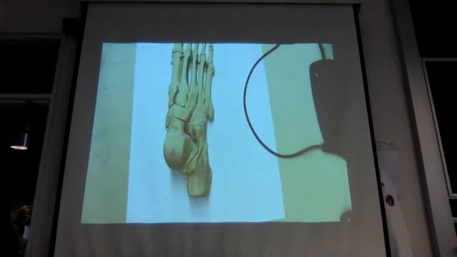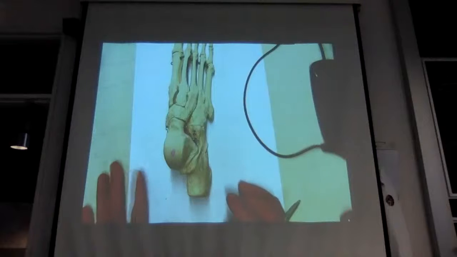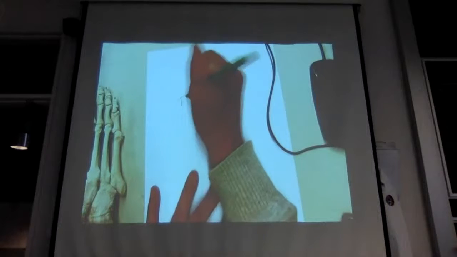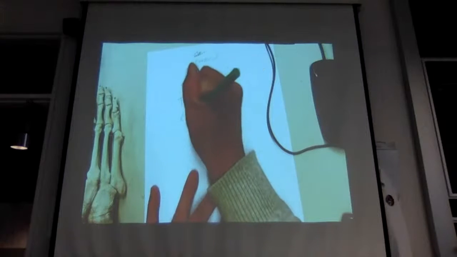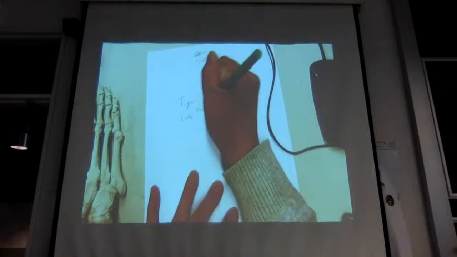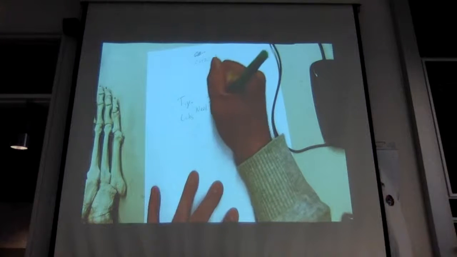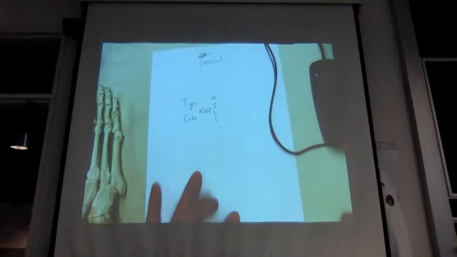Okay, so there are 7 ankle bones. There are 7 tarsals. There are 8 carpals. The mnemonic for the tarsals is: tiger, cubs need milk, with a C. Tiger cubs need milk.